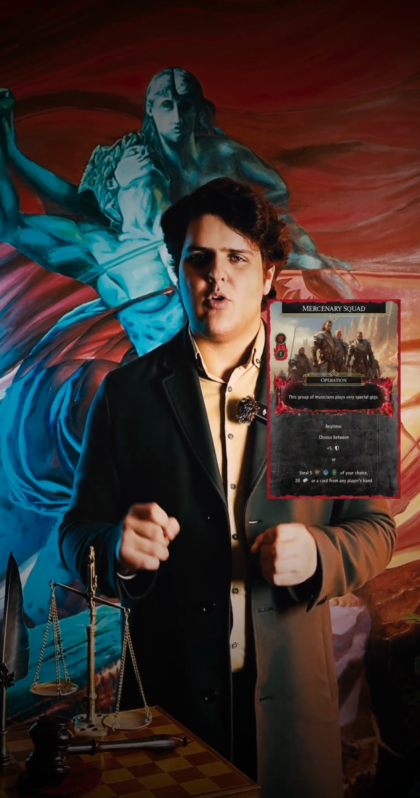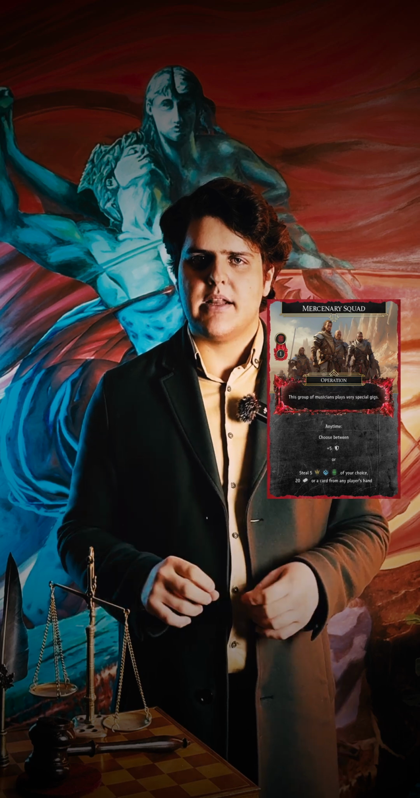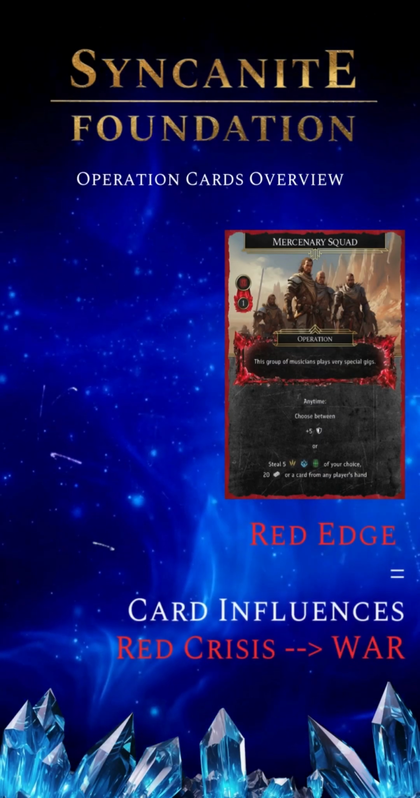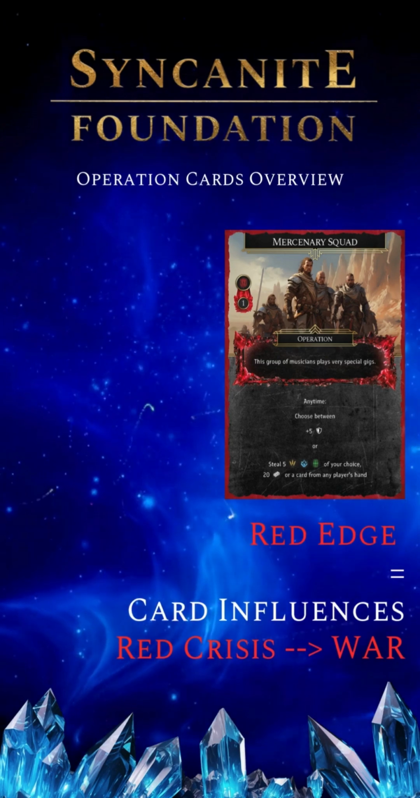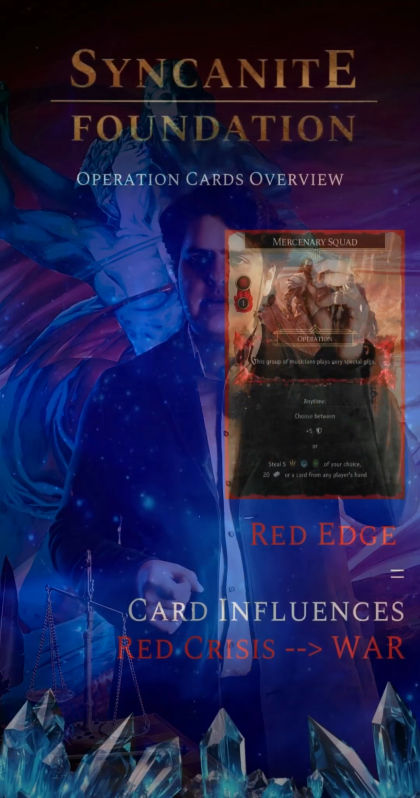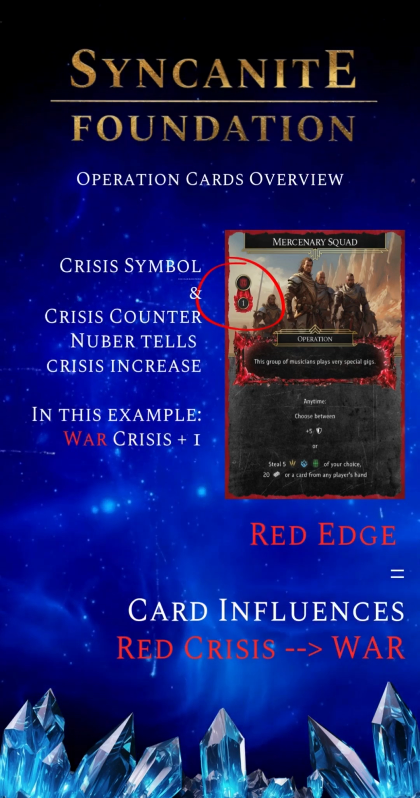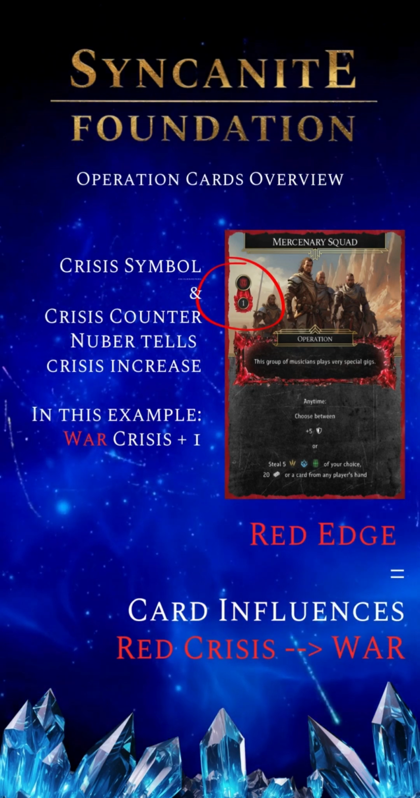What exactly is there? Every operation has a color. The color determines which crisis this operation contributes to, that is, by how much the crisis is increased. In the top left, there is a value that tells you precisely. This means, for example, this red card here increases the war die by 1.